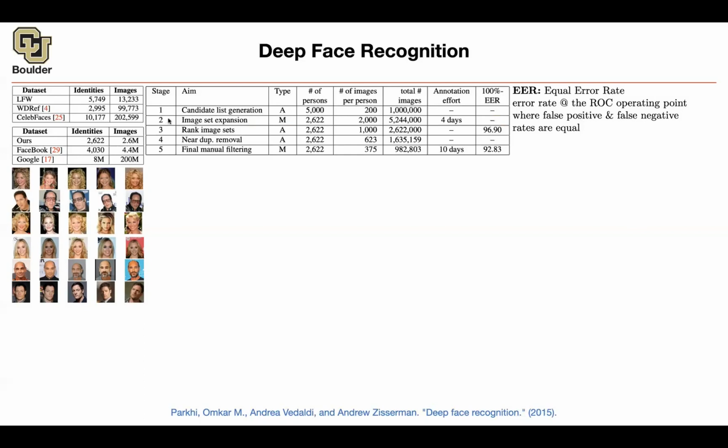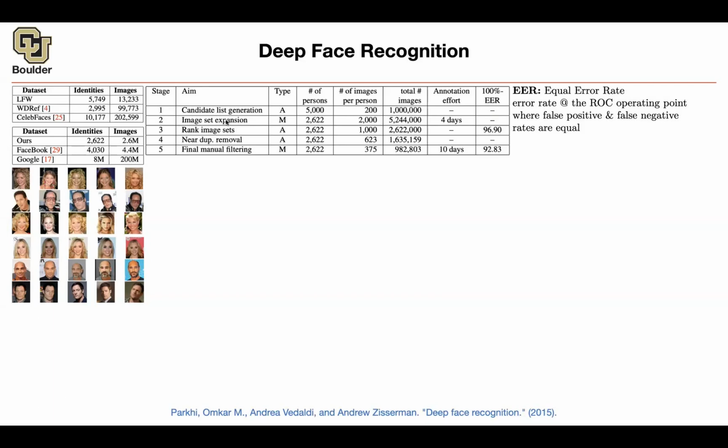How do you do it? It's going to be a multiple stage process. In stage one, you're going to generate a list of candidates, or the list of celebrities, the names of the celebrities. You collect 5,000 people. You go on the internet and you collect 200 images for every single person. And that's going to give you 1 million images in total.